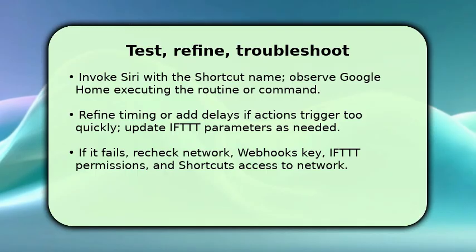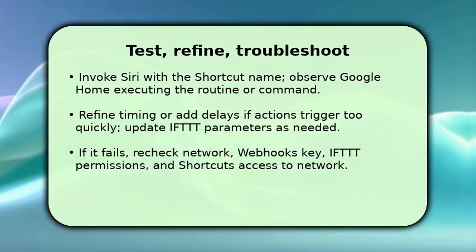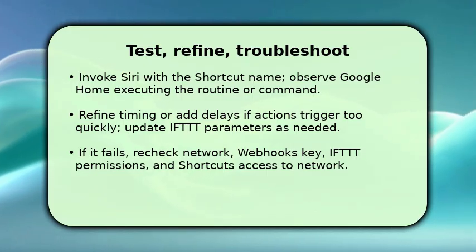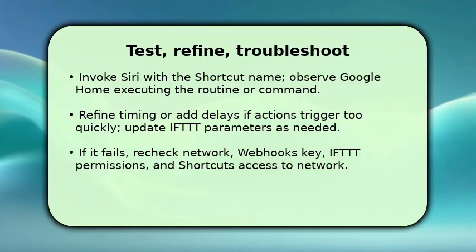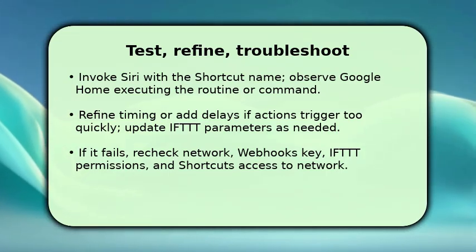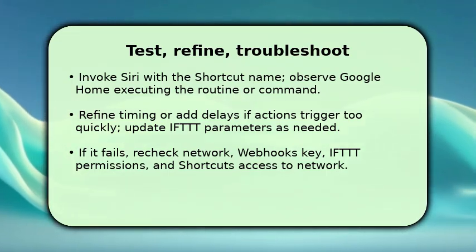If the routine seems off, refine parameters in IFTTT or add short delays in the shortcut so devices process commands in order. Make sure Shortcuts has network permissions and IFTTT is authorized to access Google services. Troubleshooting tip: if commands don't reach Google Home, reissue the webhook's key, reconnect your Google account in IFTTT, and confirm.